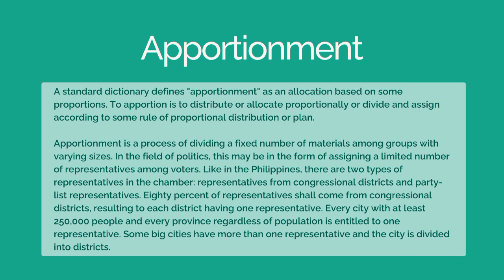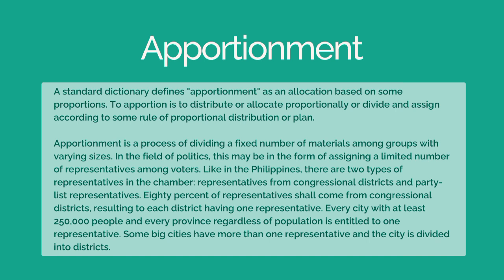So, apportionment is a process of dividing a fixed number of materials among groups with varying sizes. In the field of politics, this may be in form of assigning a limited number of representatives among voters. Like in the Philippines, there are 2 types of representatives in the chamber. Representatives from congressional districts and party list representatives.